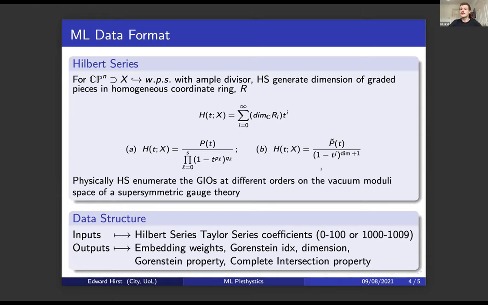And this ring will admit a grading of some form. And then the Hilbert series is the function which tells you about the dimension of each of the graded pieces of this coordinate ring's grading. So you can see that in this first function, we get a series, some sort of Taylor series, some infinite series structure, and each of the coefficients is the dimension of that graded piece.